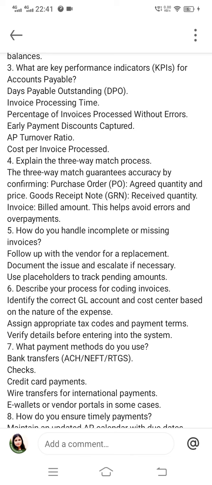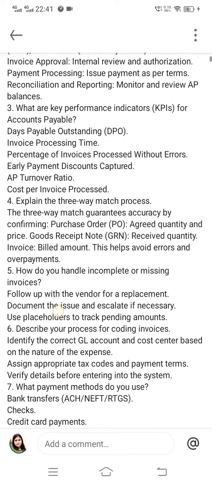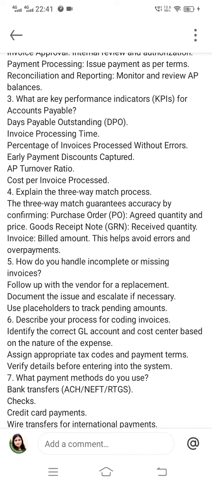Fourth question is explain the three-way match. Although we have discussed it on question 2, we will discuss this again because this is very important. They often ask what is three-way match, and you should keep that in mind if you are going to give the accounts payable interview. It should be on the tip of your tongue.